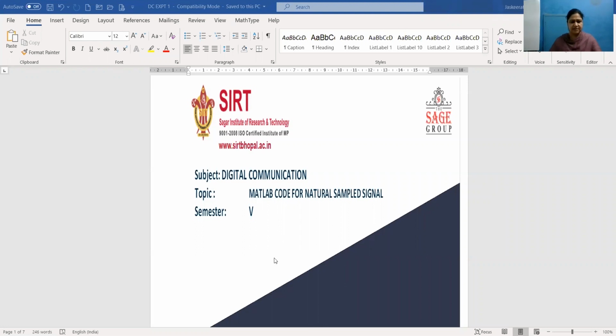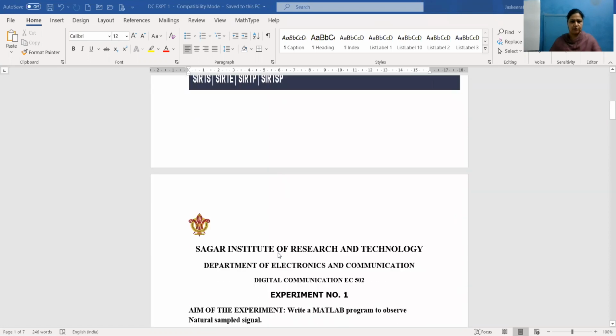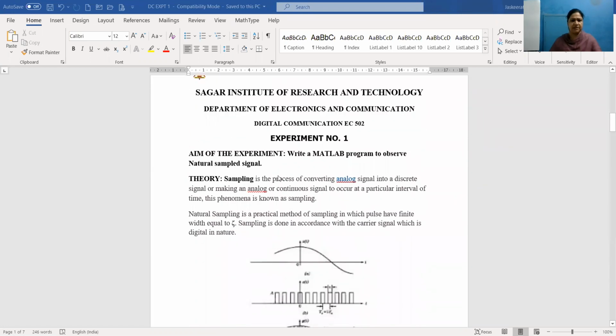Today I will be discussing Lab Experiment 1 of subject Digital Communication. In this lab experiment, we will do the Matlab code for natural sample signal. So the aim of the experiment is to write a Matlab program to observe naturally sample signal.